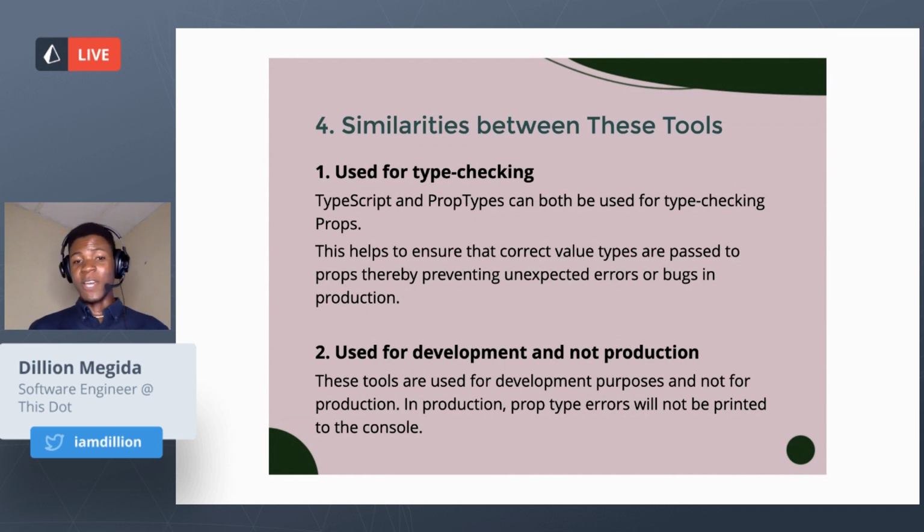And then for your prop types too, they only throw those warnings during development. In production, even if you are violating a type or you are not providing a prop, you would never get those errors in the console. So those are the two major similarities between these tools.